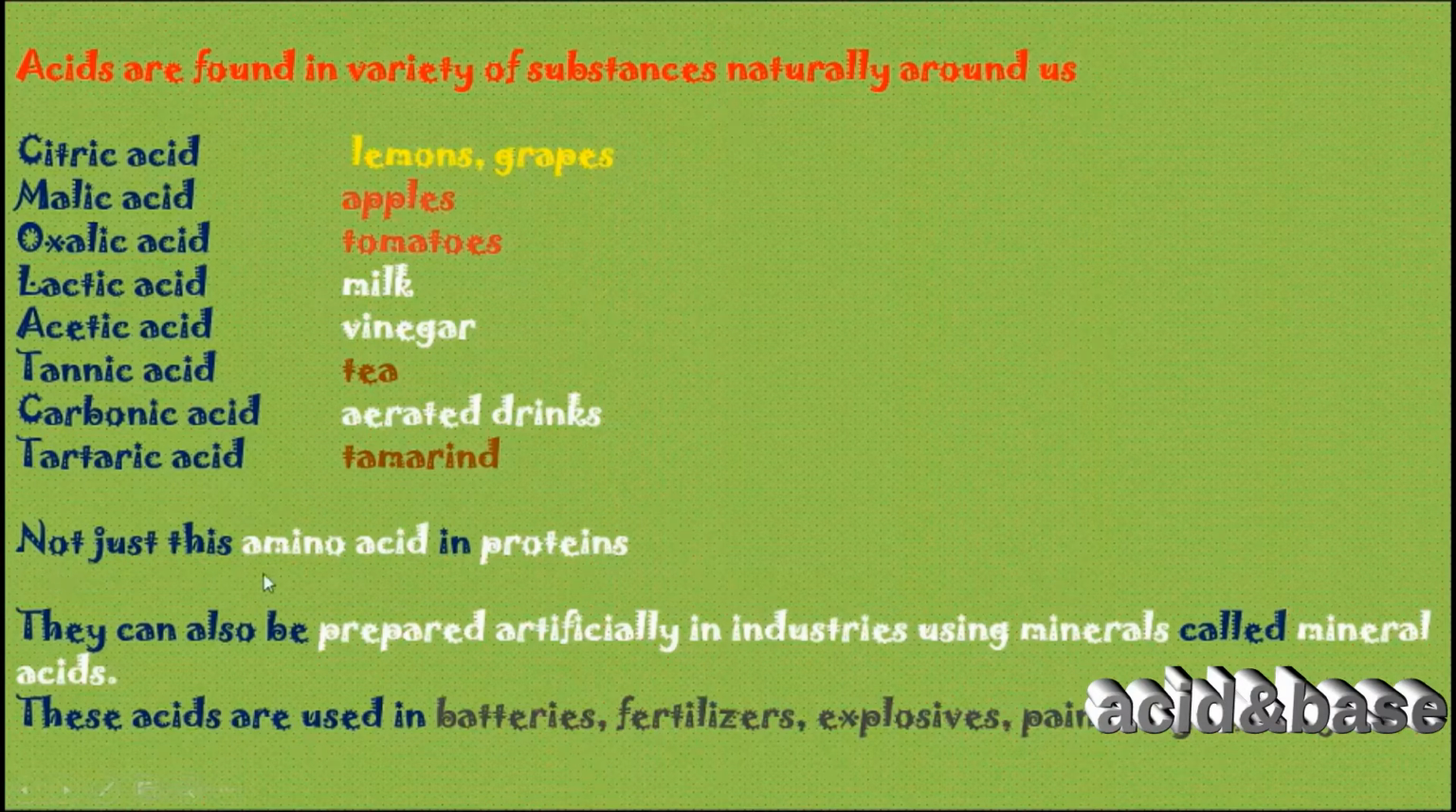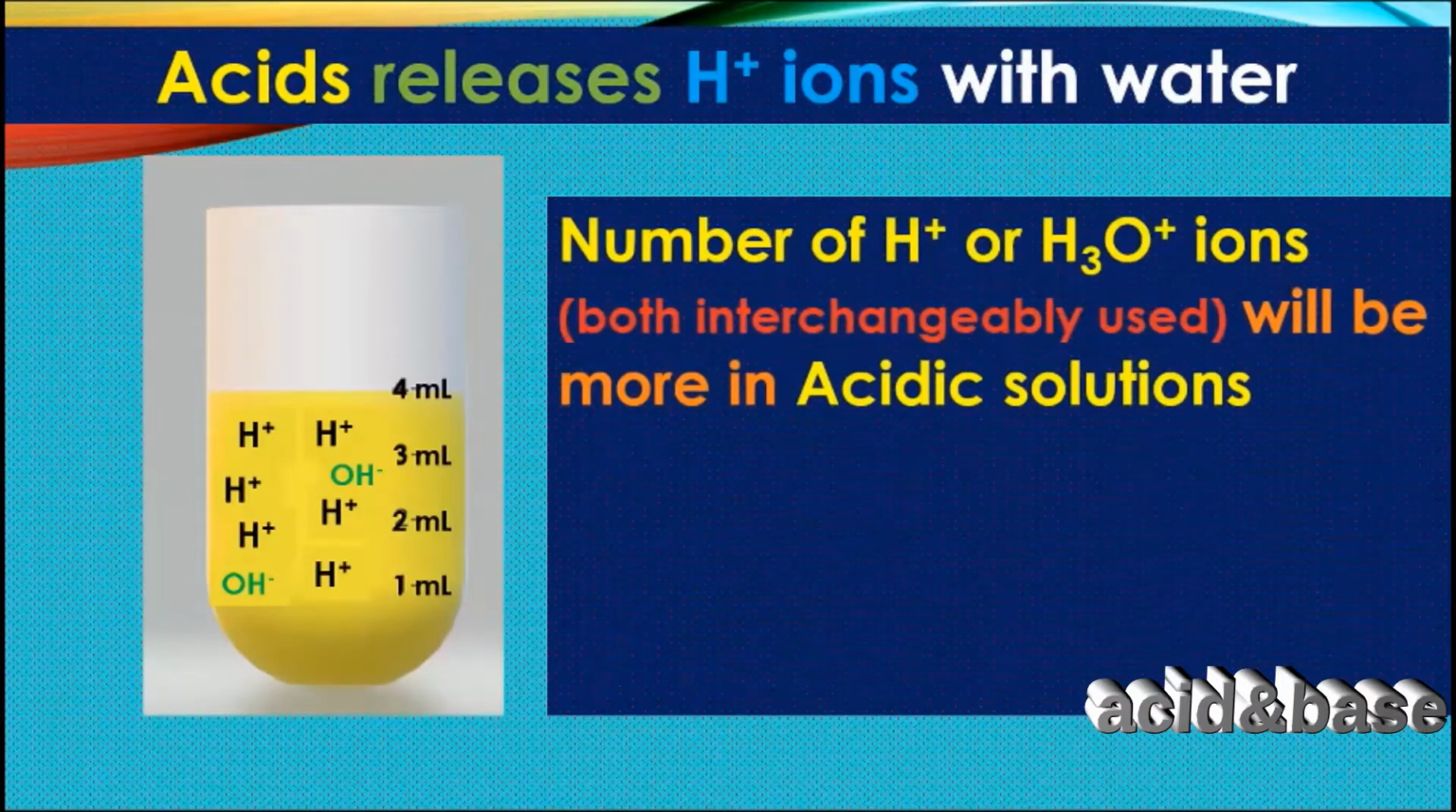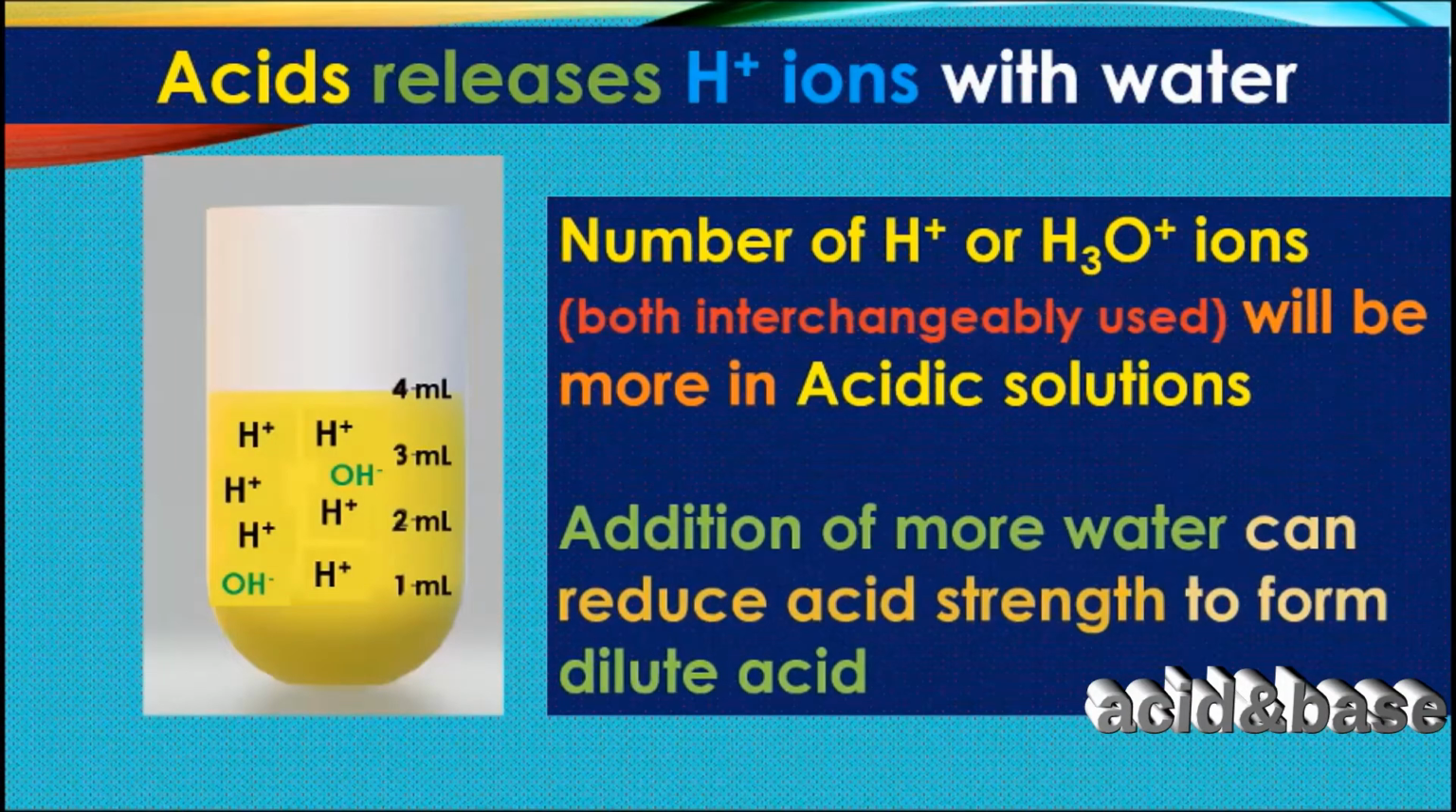Not just this, in proteins we can find amino acids. Proteins are the building blocks of the human body. Acids can also be prepared artificially in industries using minerals, called mineral acids. These acids are used in batteries, fertilizers, explosives, paints, dyes, drugs, etc. Acids are sour to taste. Acids release hydrogen ions with water. The number of hydrogen ions will be more in acidic solutions. Addition of water to such solutions will reduce the strength of the acid to give a dilute solution.